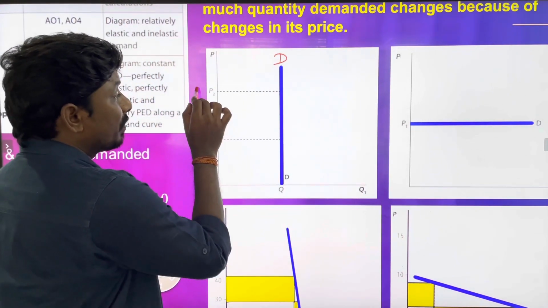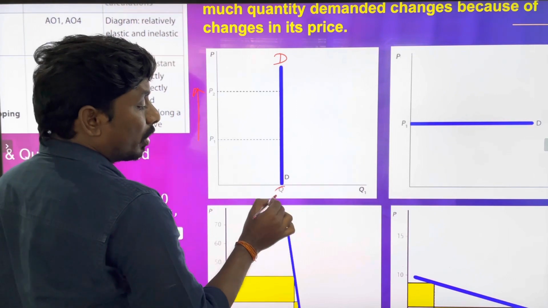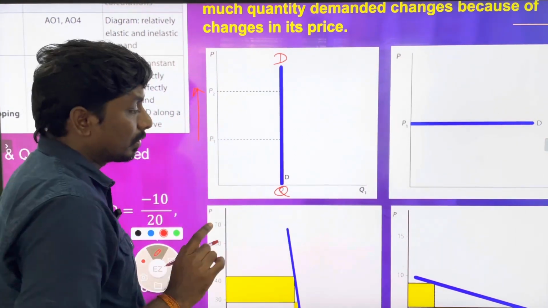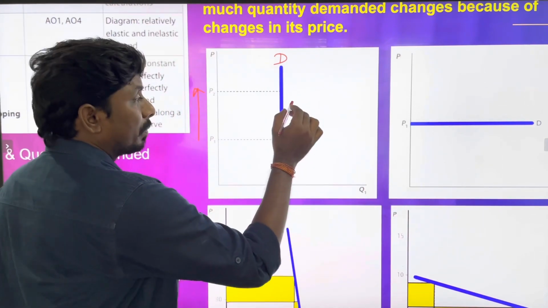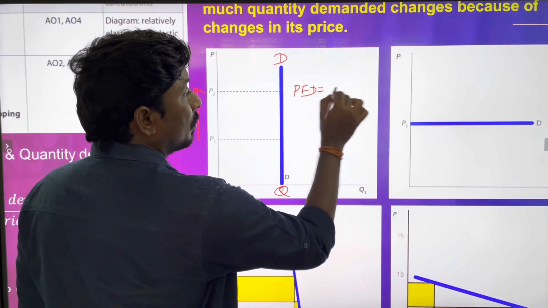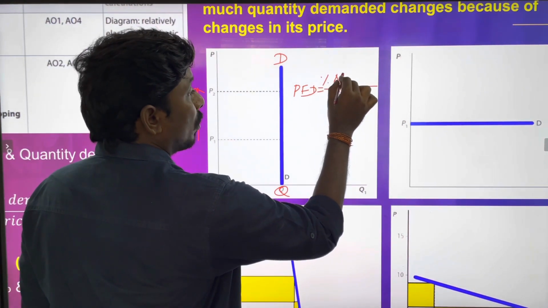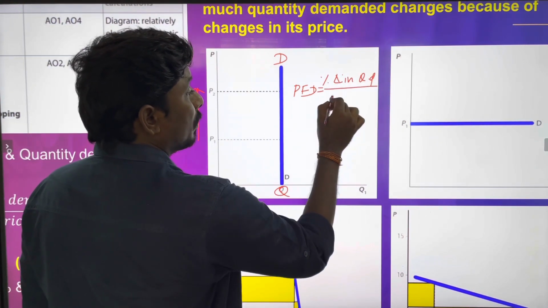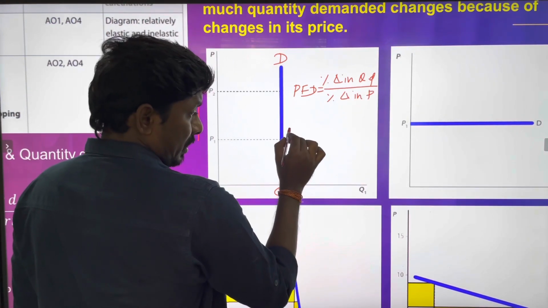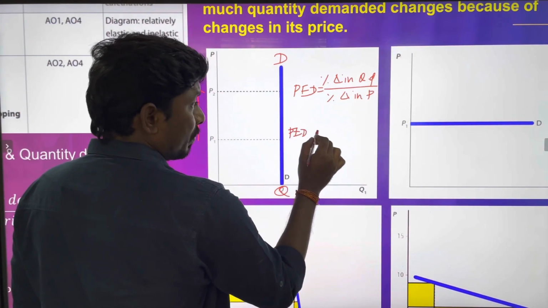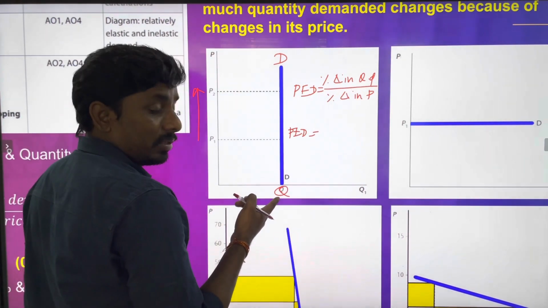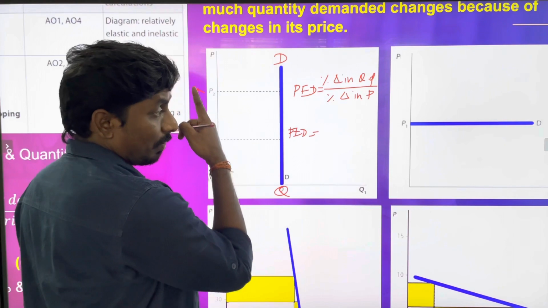So there will be different levels of prices, but the quantity remains the same. For example, this one. As you know the PED formula, PED equals percentage change in quantity demanded upon percentage change in price, right? So in this case, the percentage change in quantity demanded is 0, like the quantity demanded remains the same at different levels of price.